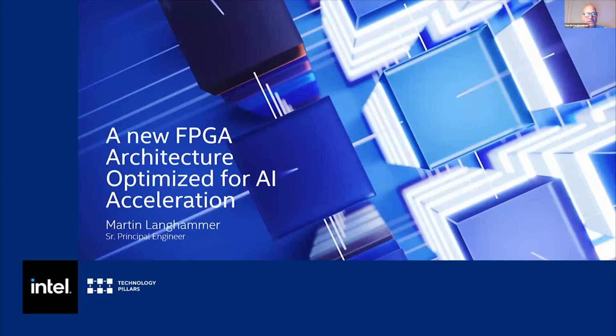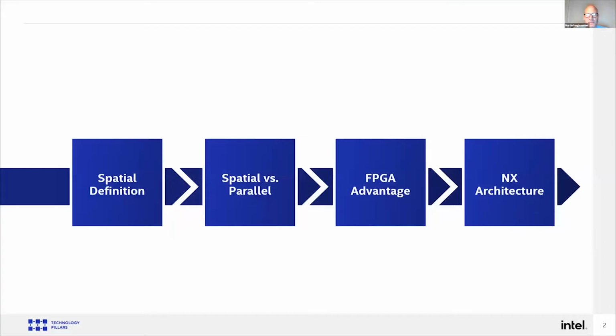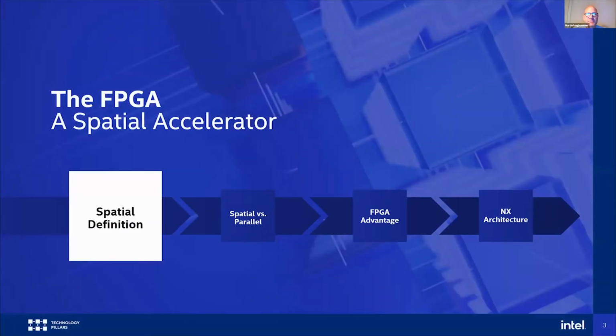All right, thank you. Today I'm going to be talking about the Stratix 10NX architecture, which is the first FPGA that's been specifically designed to be a spatial AI accelerator. So we'll talk a lot about spatial today. Rather than focusing on the NX architecture, I want to get across the idea of a spatial accelerator and how that differs from everything else that everybody else is building. So the FPGA is a spatial accelerator. Every FPGA is a spatial accelerator, not just the NX, but the NX has been designed to do AI acceleration in the spatial domain.